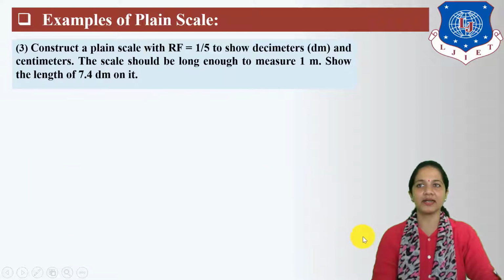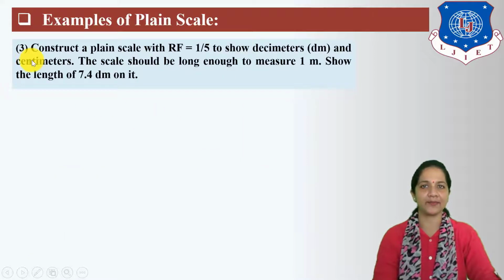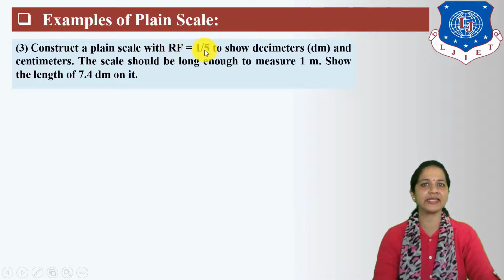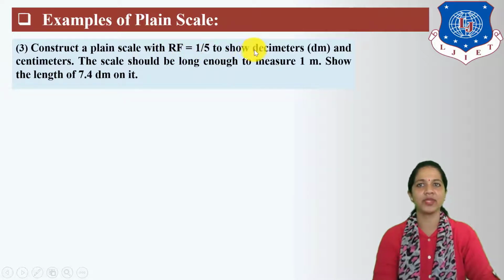Next, let us solve third example. Construct a plane scale with RF equal to 1 upon 5. Show decimeter and centimeters. The scale should be long enough to measure 1 meter. Show the length of 7.4 decimeter on it.